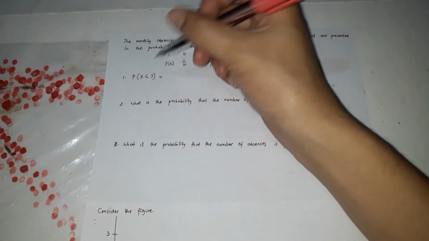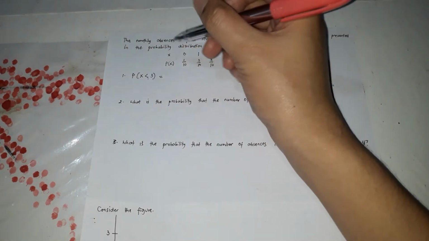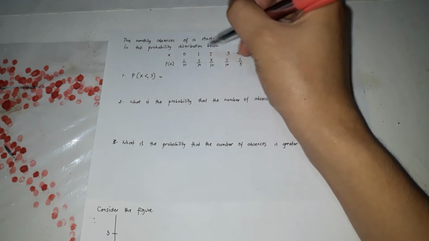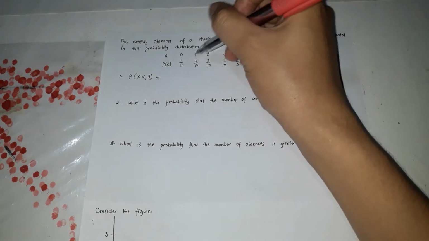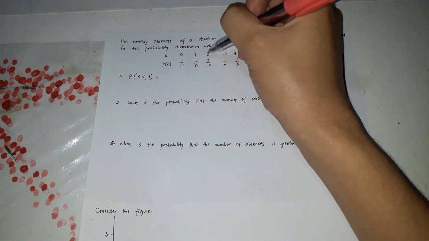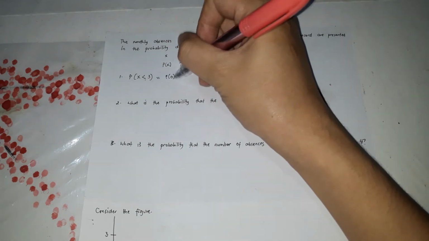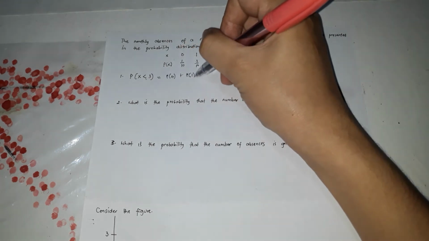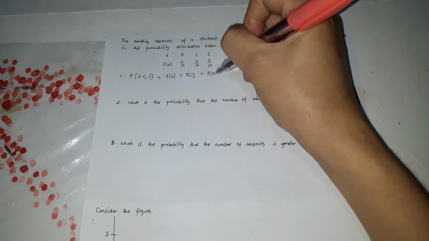If you're going to answer this problem, we're going to identify which are those values of x which are less than 3. Saan dito yung mas maliit sa 3? It's 0, 1, and 2. So the probability of 0 plus the probability of 1 plus the probability of 2.